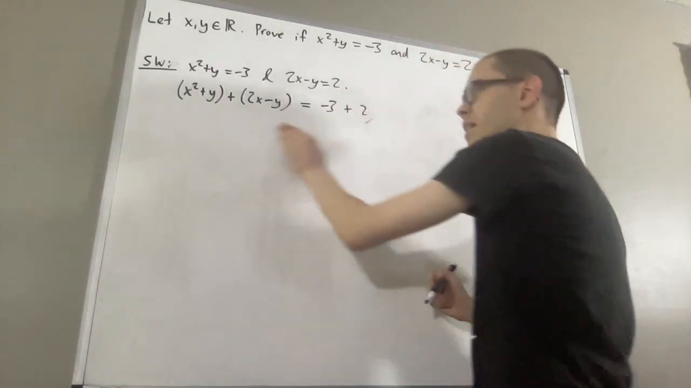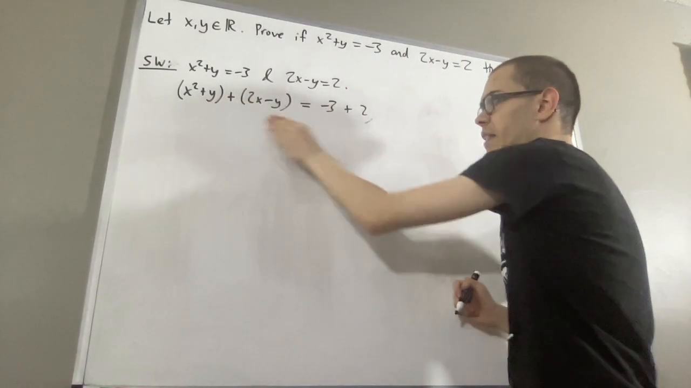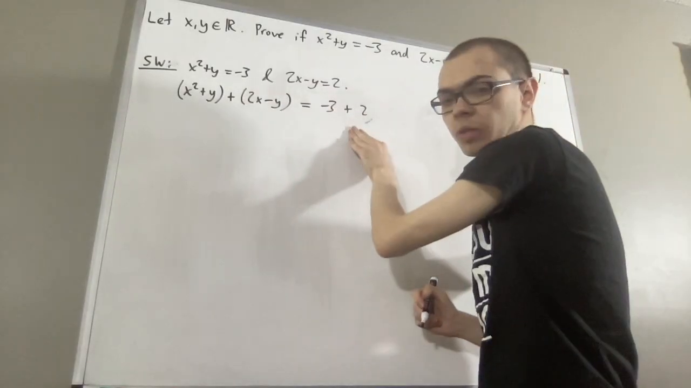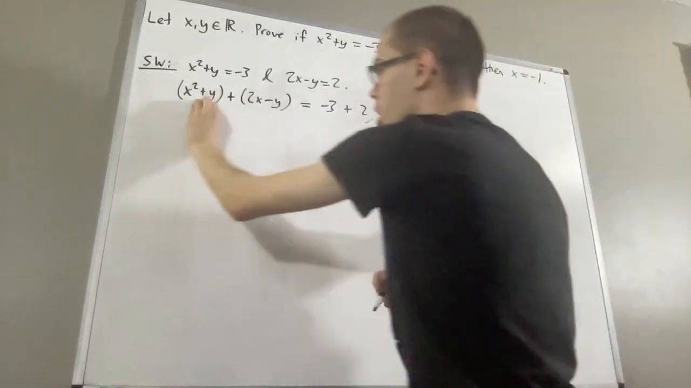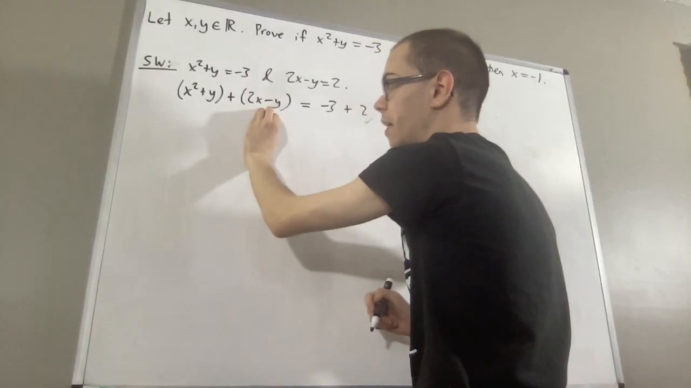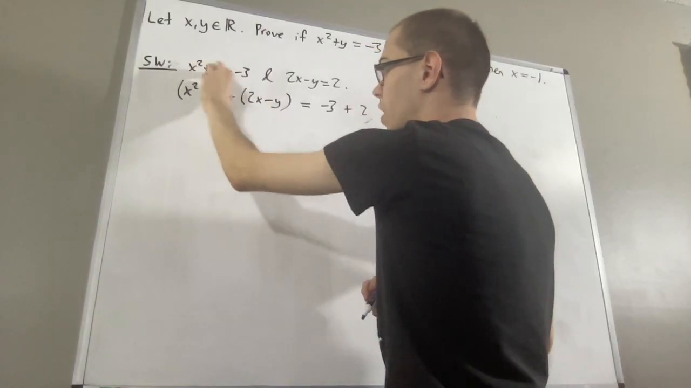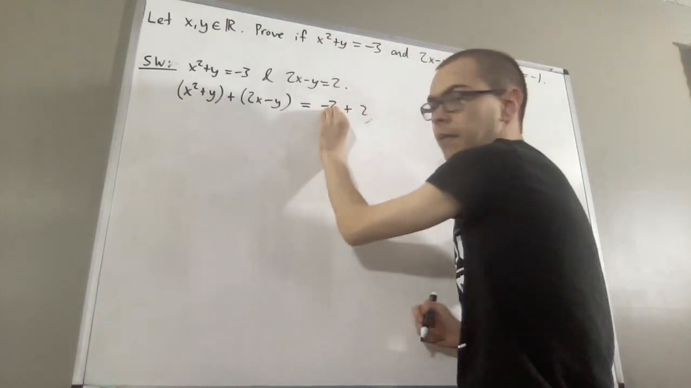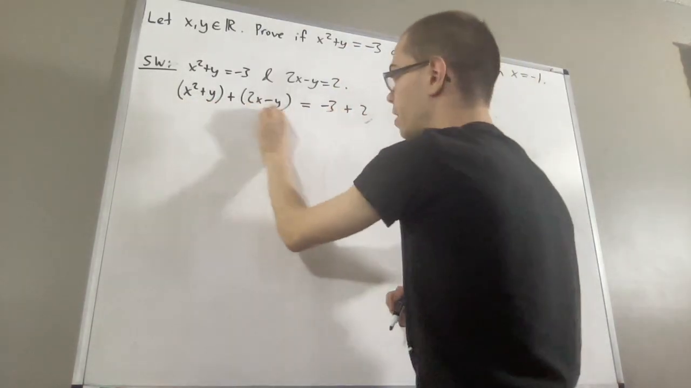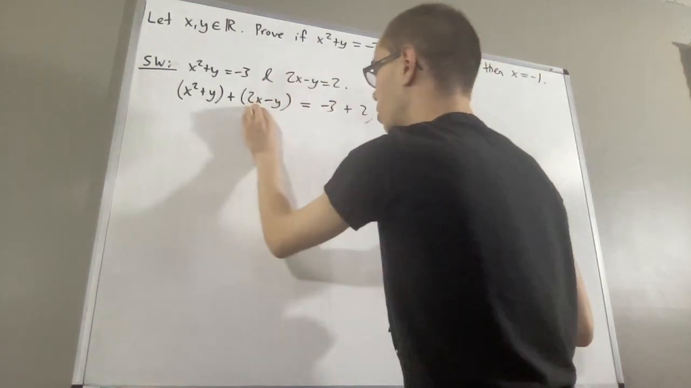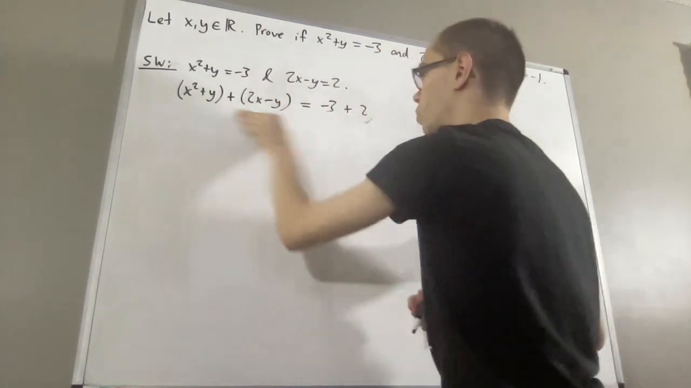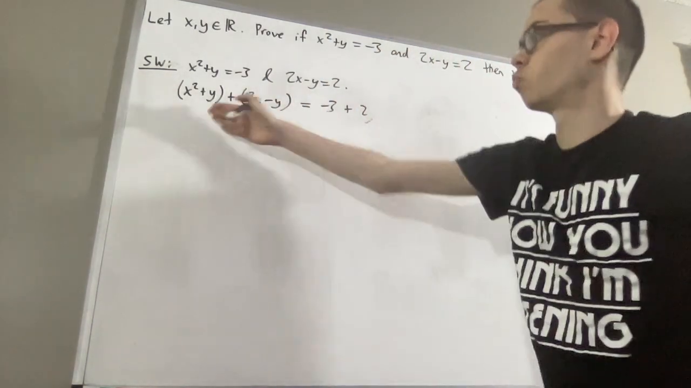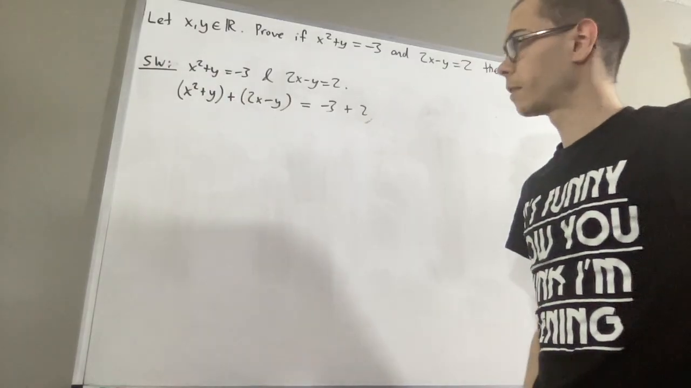Right, but why is this true? Why is this actually a true statement? Because observing what we have on the left-hand side, since x squared plus y is equal to negative 3, we can substitute this x squared plus y with negative 3. Since 2x minus y is equal to 2, we can substitute the 2x minus y for 2. That's why these guys are equal, right? That's what allows us to do this.